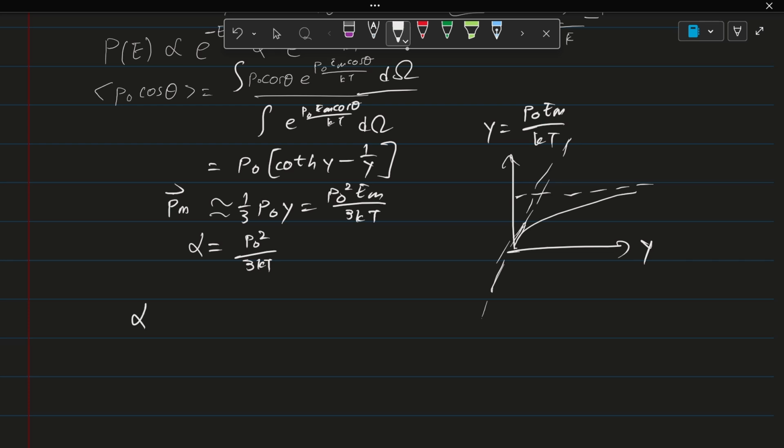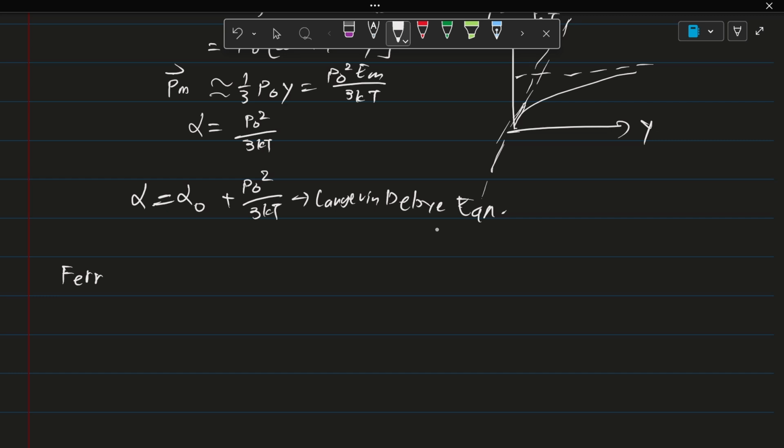So the alpha total could be denoted as the one from the deformation polarizability, as well as the p0 squared over 3kT, or the orientational polarizability. This is what we call the Langevin-Debye equation. And this gives us a better idea of the polarizability with respect to temperature, basically. Finally, I want to discuss ferroelectricity.